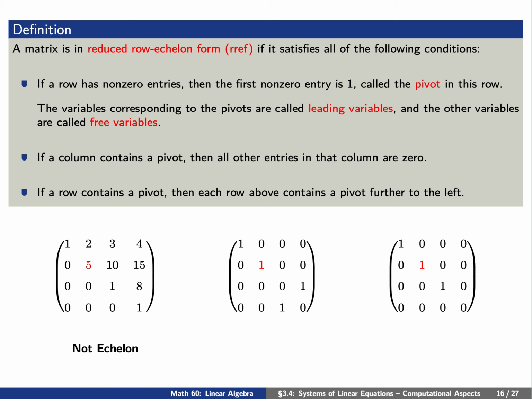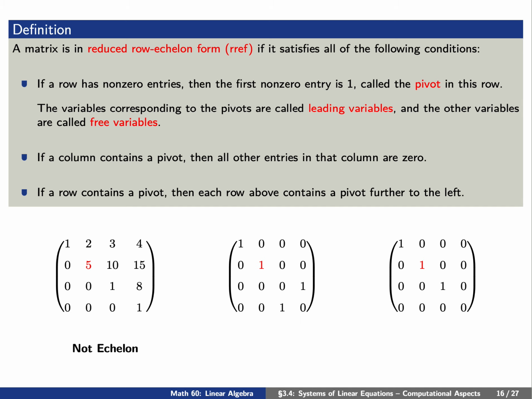Let's move to the second row. For the matrix on the left, we see that there's a problem. As we move from left to right, our first non-zero entry is a 5. This is not a number 1, so this matrix on the left cannot be in echelon form. In the middle and on the right, we see as we move from left to right in the second row, our first non-zero entry is a 1, so we're okay. The 1s here do form our pivots.